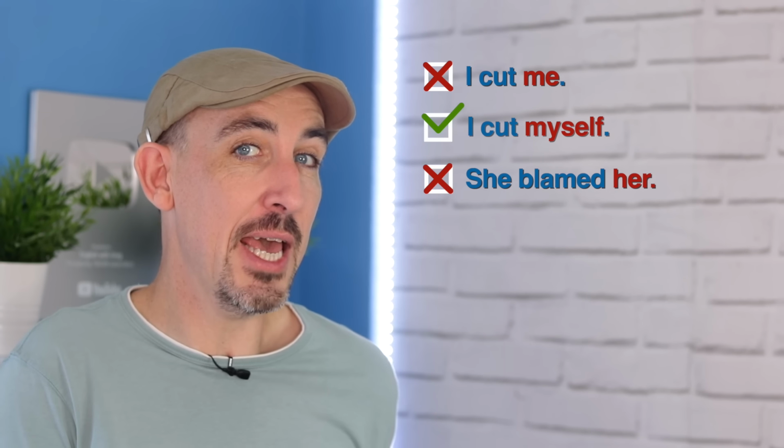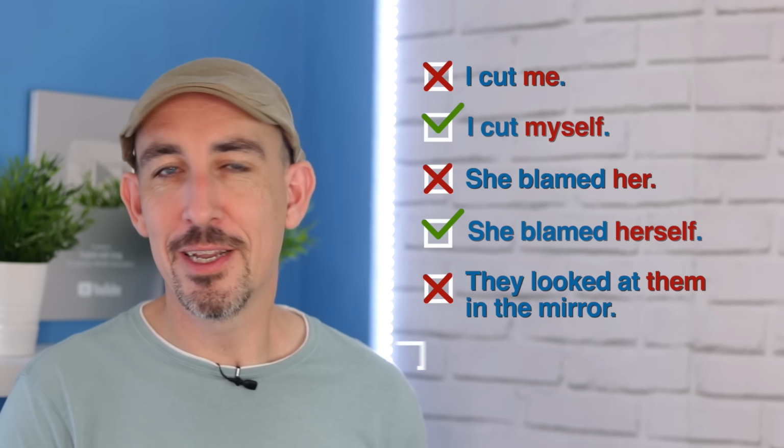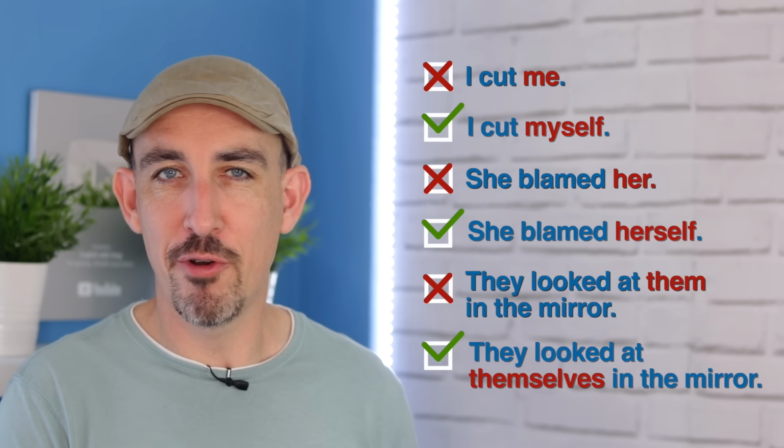the same person or the same people, you must use the reflexive form, and you must never use the normal form. Okay? So it's not I cut me. No, it's I cut myself. It's not she blamed her. No. And it's not they looked at them in the mirror, but it's they looked at themselves in the mirror. Now that is quite simple, right? But that is not all we use reflexive pronouns for. And I'll tell you a few more reasons right now.